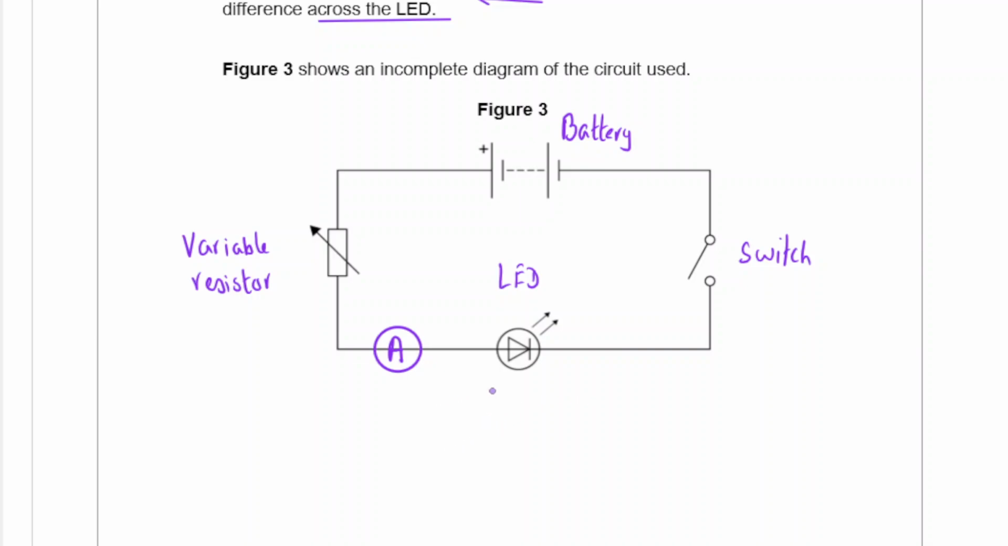Now, the voltmeter, because you're trying to measure it across the LED, you have to connect it across the LED. That's your voltmeter.